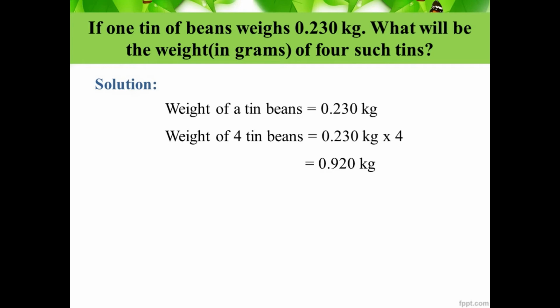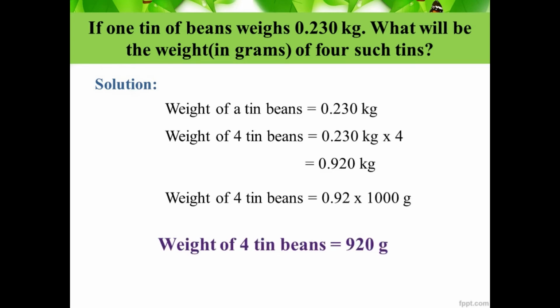Now we have to convert it to grams. You know very well that 1 kg equals 1000 grams. Here, on multiplying with 1000, kg is converted to gram. On multiplying 0.92 into 1000, we get 920 grams. The weight of 4 tins of beans equals 920 grams.